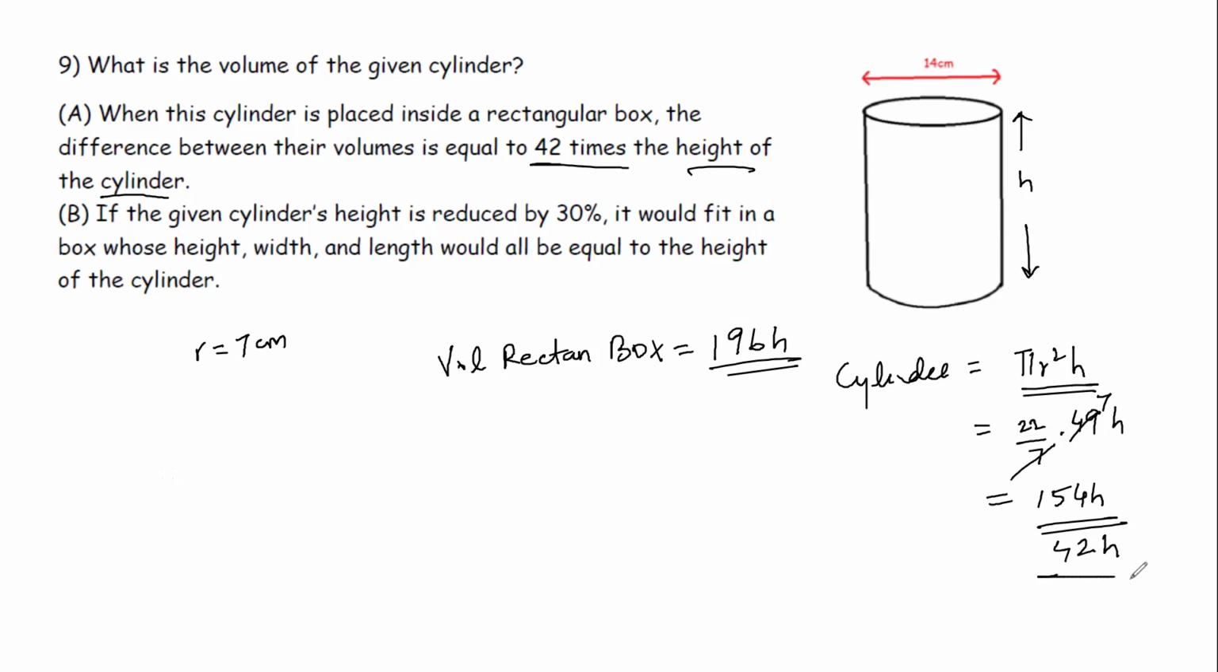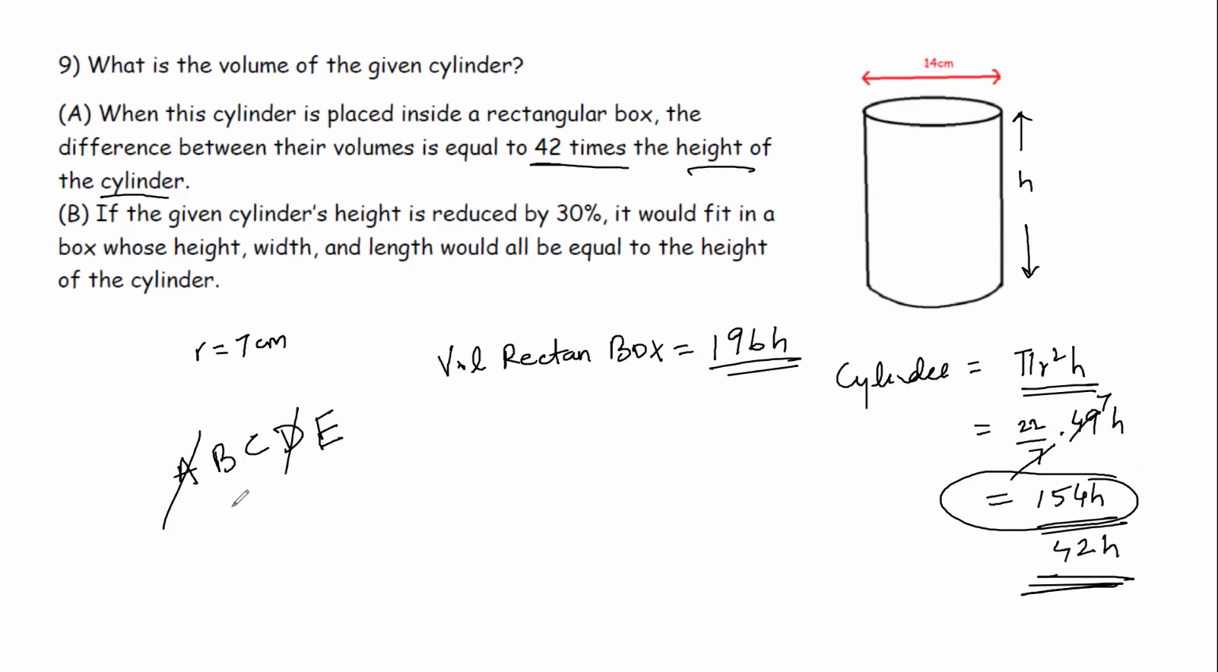So in terms of h, I got to know that the volume of the box is 196h, and the volume of the cylinder is 154h, right? So the first statement just tells us that the volume of the box is 196h, but again, we don't know the h and we don't get the answer. So A doesn't answer.